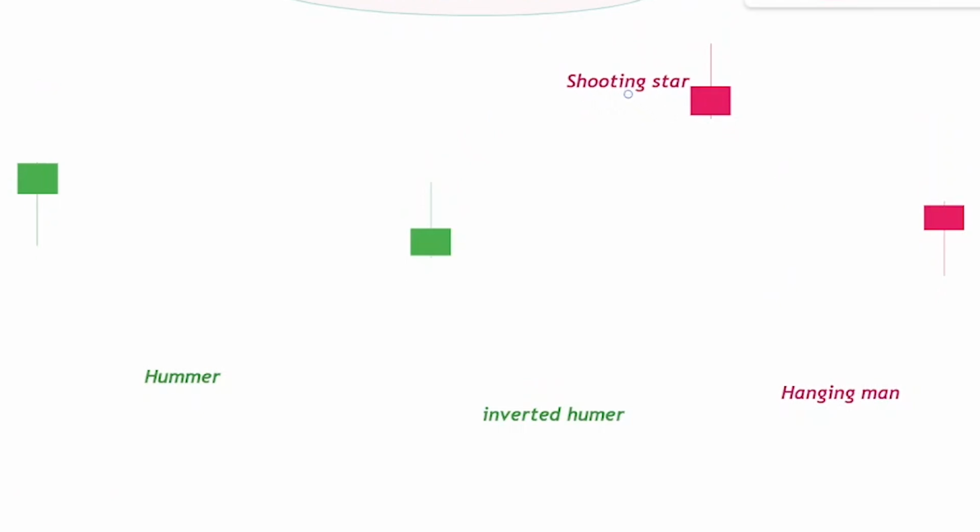Let's start from the bearish direction. So we have a shooting star. A shooting star is a bearish signal. When the market is moving up, we are making higher highs and higher lows. So from the high, we have the formation of a shooting star.